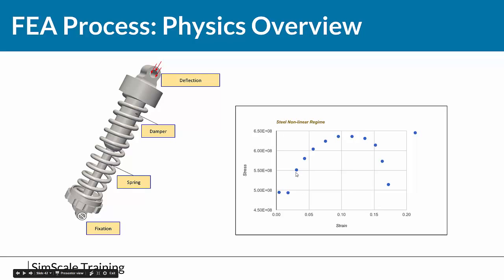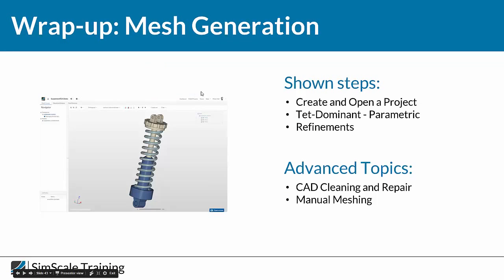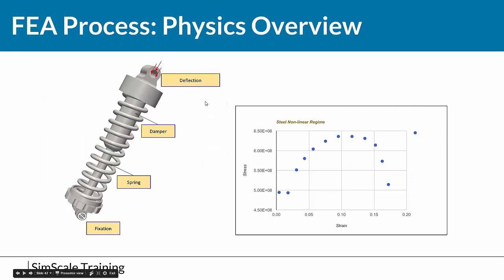This is basically the non-linear regime of steel. So what we want to see here is the non-linear or the plastic deformation in the spring, and this would give us a good idea where the maximum stresses are and what we need to limit with our simulation. Okay, so let's move on to the platform.